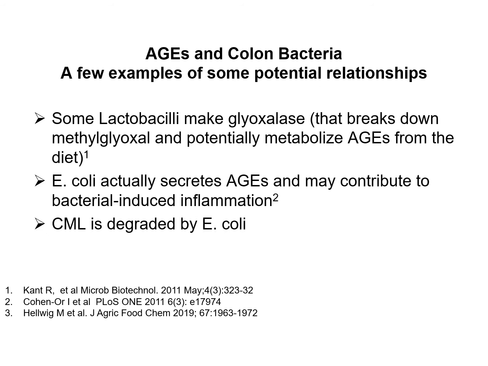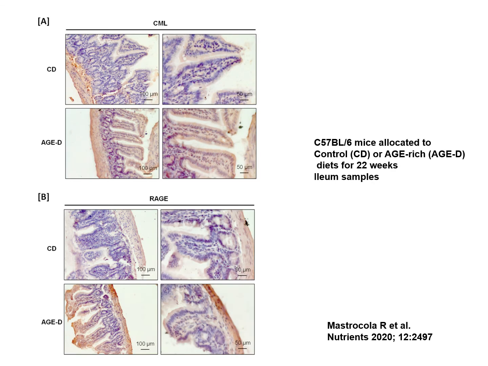There are many relationships between AGEs and bacteria in the colon. A few examples of clear relationships that can be documented include the fact that some lactobacilli make glyoxalase, the enzyme that breaks down methylglyoxal and potentially then metabolizes AGEs from the diet. In fact, it has been shown that carboxymethyl lysine is degraded by E. coli in several studies, and E. coli can actually secrete AGEs and may contribute to bacterial-induced inflammation.